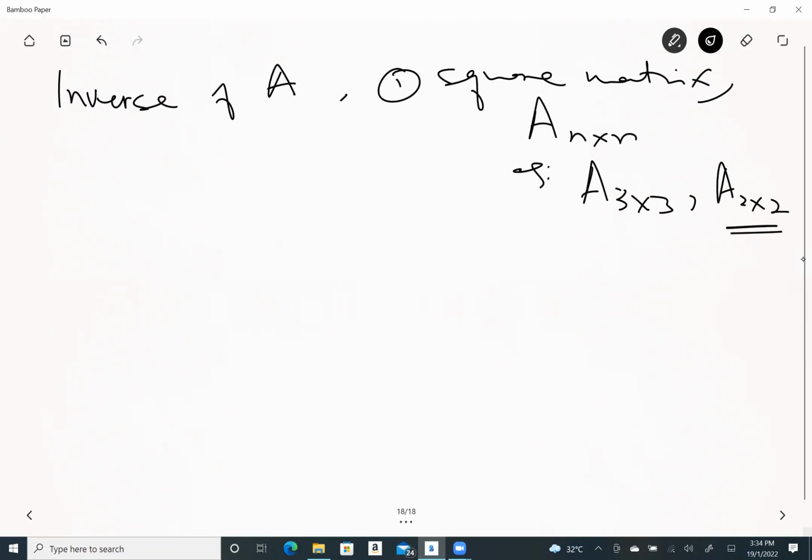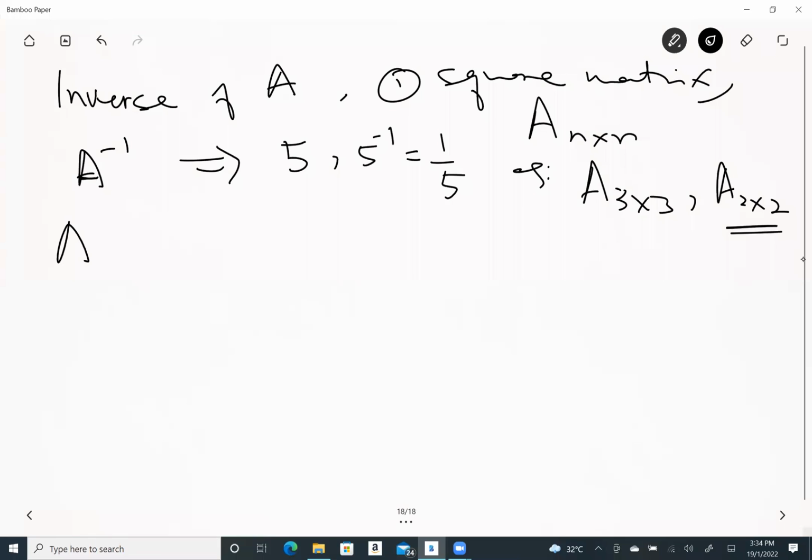Now, what is the inverse of A? The inverse of A is denoted by A to the power of -1. But we don't say A to the power of -1. You call it A inverse. So this is similar to the inverse of a number. If the number is 5, what is the inverse of 5? The inverse of 5 is 5 to the power of -1, which is 1 over 5. So that's the inverse. So the idea is like that.